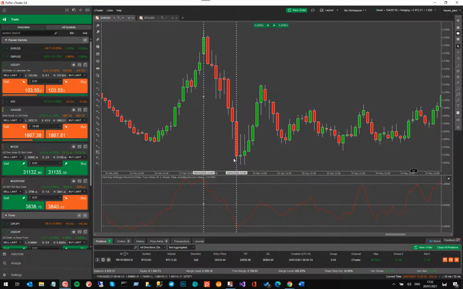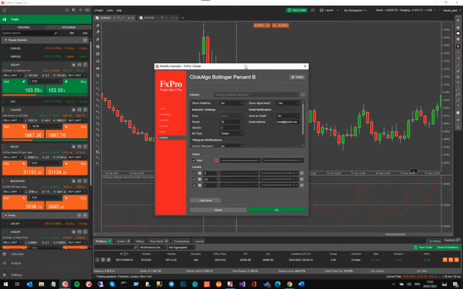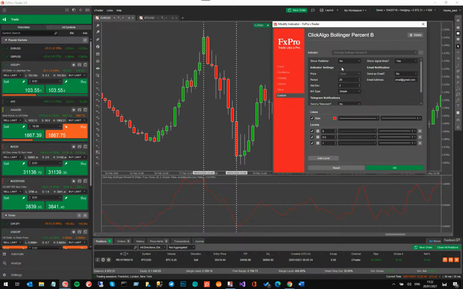So again, here that would be a bullish trend. It's gone below the 0 and back up again. Now I'm going to go to the indicator settings. I'll try and explain it to you. On the indicator settings, we've got show signal lines. If you select yes, every time you run the indicator and there is a signal, it will draw a vertical line like we've got here, one for red, one for green, showing if it's a bearish or bullish trend.